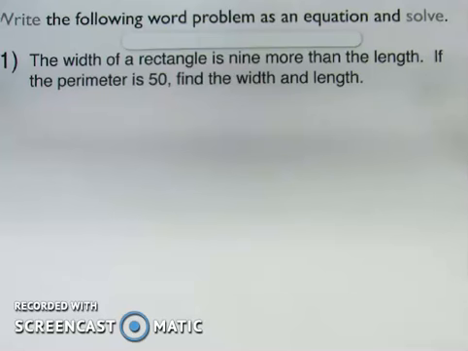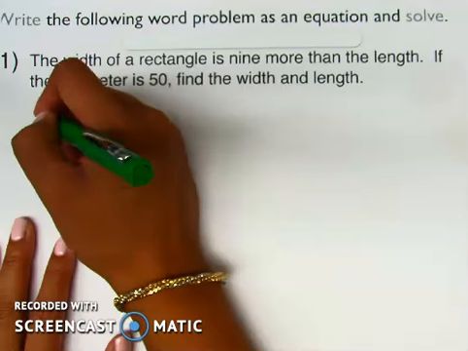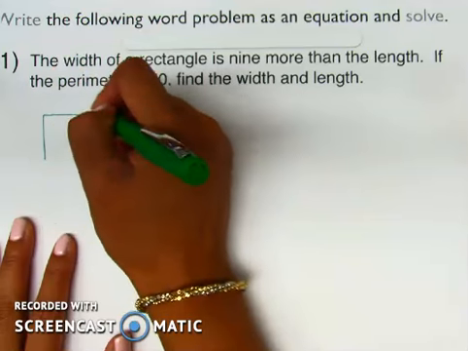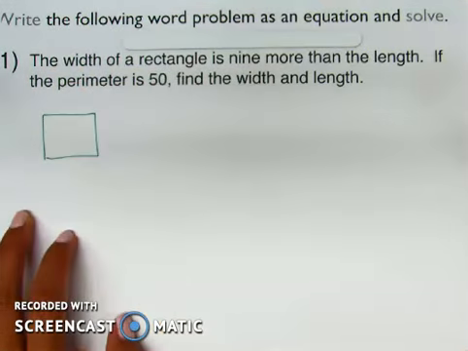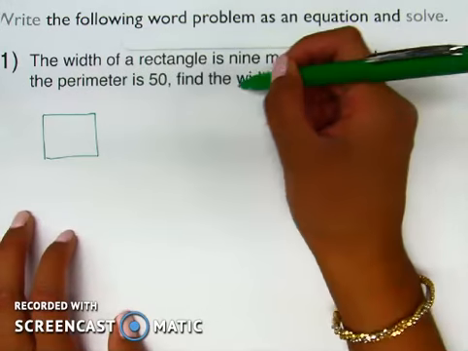Okay, so let's go over our first example. It says here, the width of a rectangle is 9 more than the length. If the perimeter is 50, find the width and length. So the first thing I want you to recognize is we're talking about a rectangle. We're specifically talking about the perimeter of this rectangle in terms of width and length.